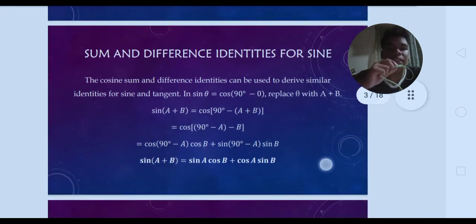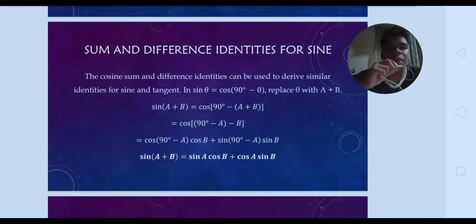Sum and difference identities for sine. The cosine sum and difference identities can be used to derive similar identities for sine and tangent. In sine theta, which is equal to cos of 90 degrees minus theta, replace theta with a plus b. The cofunction identity is sine of a plus b is equal to cos of 90 degrees minus the quantity of a plus b. And after that, we have to distribute the negative sign and regroup, which results in cos of the quantity 90 degrees minus a minus b.